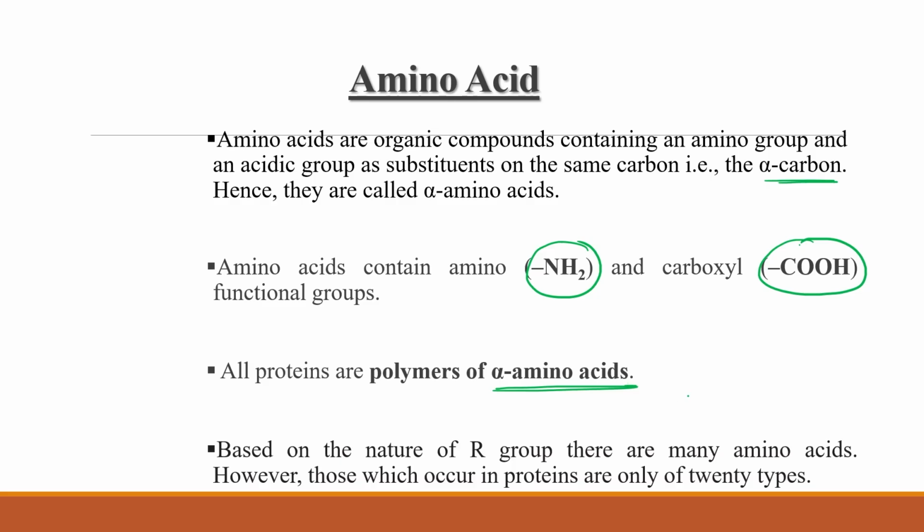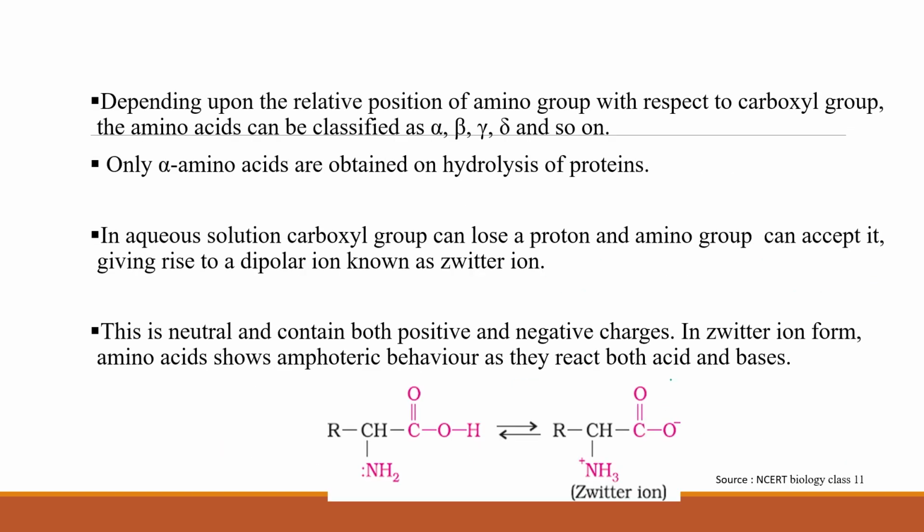Based on the nature of the R group, there are many types of amino acids, but in protein, only 20 types are present, right? Depending upon the relative position of the amino group with respect to the carboxylic group, we can classify the amino acid as alpha, beta, gamma, delta, and so on. Say, for example, this is alpha. Only alpha amino acids are obtained on hydrolysis of protein.